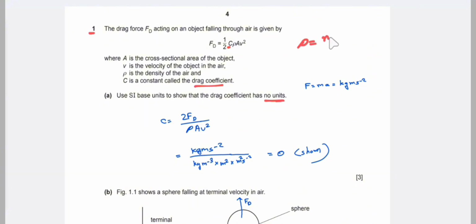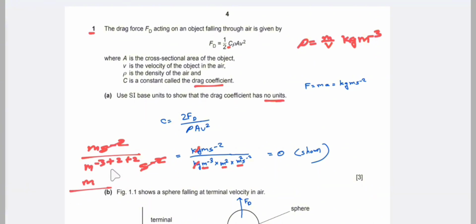For density, density is equal to mass divided by volume. Mass has a unit of kilogram and volume has a unit of meter cubed, and since it is divided, it is meter to the power negative 3. So kg and kg cancel. Then meter per second square at the top divided by meter to the power negative 3. Since the base is the same, we add the powers: minus 3 plus 2, and second to the power negative 2 cancels out. Meter divided by meter to the power minus 3 plus 2, that is meter, so it cancels and the overall unit becomes 0. So it is shown that the drag coefficient has no unit.